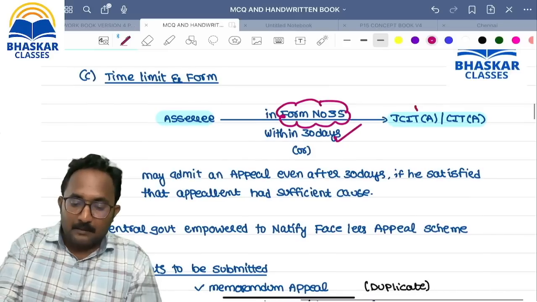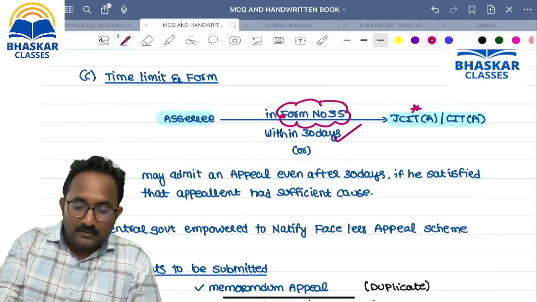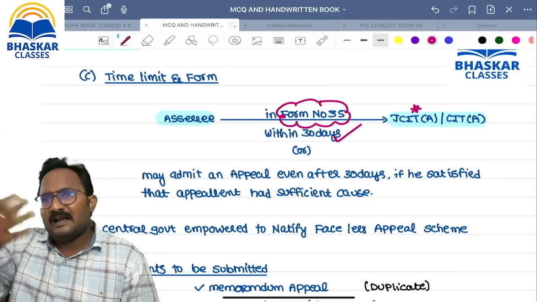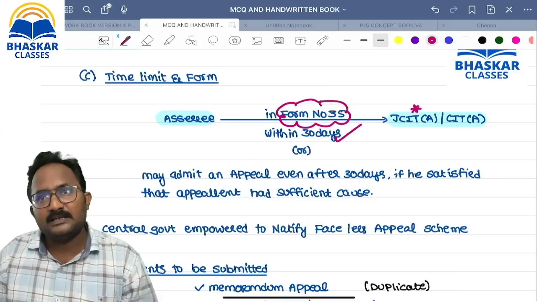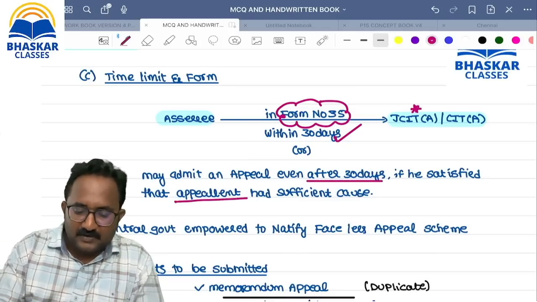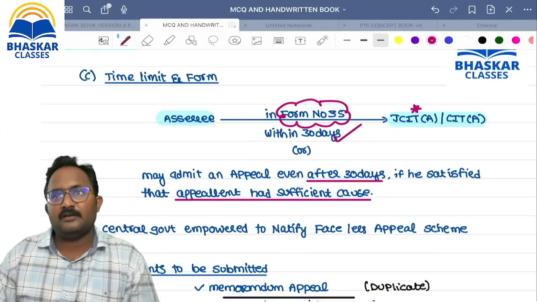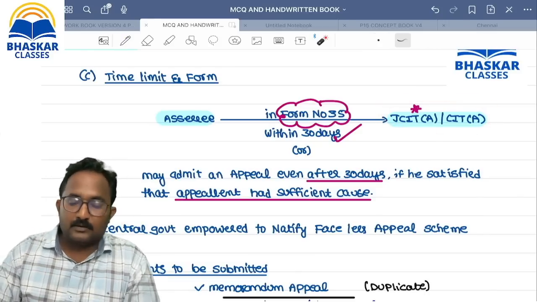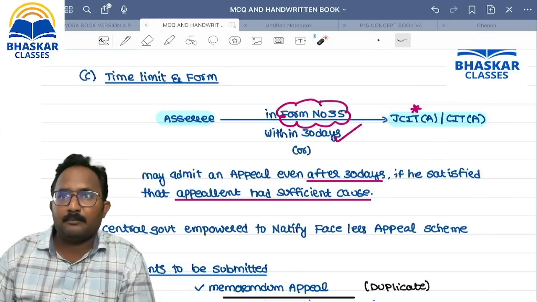So accepting that appeal after 30 days also, that is in the responsibility or that is in power of whom? JCIT only. If they are satisfied, they can allow the appeal even after how many days, ma? 30 days also. But general days are how many, ma? 30. If an appellant had sufficient cause, yes, he can make an application even after 30 days also. If they are allowing that application, that's okay.